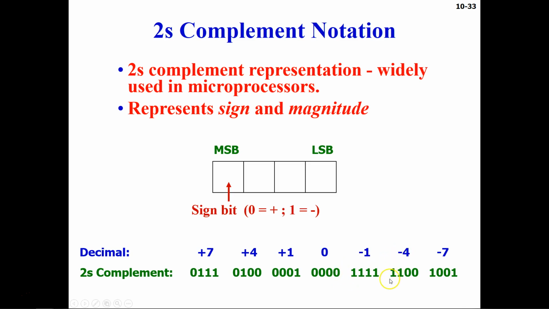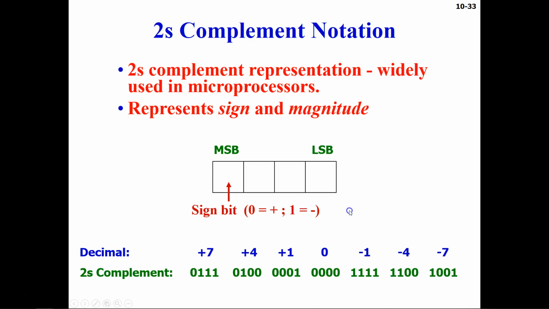And -4 represents this. So this 1 basically represents your negative number, and this 100 is your 4 in binary, and then -7 is represented like this. So you see that this number basically represents your magnitude, and this represents your sign bit. Okay, and the same with the other ones, these represent your magnitude, and this represents your sign bit.